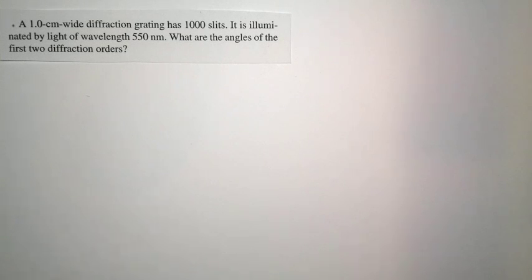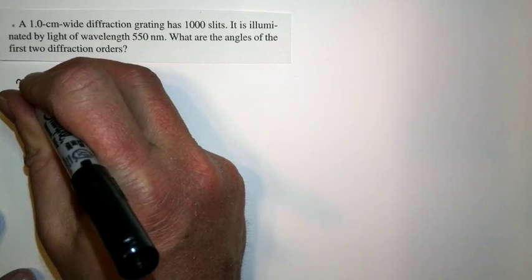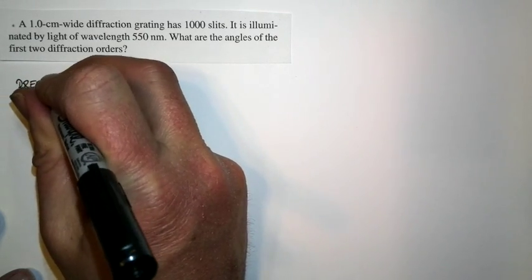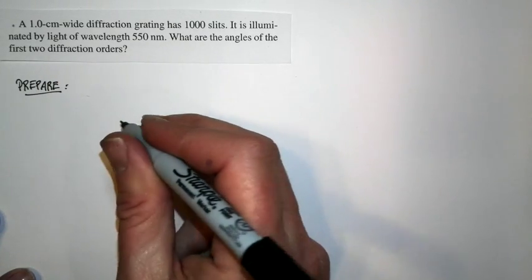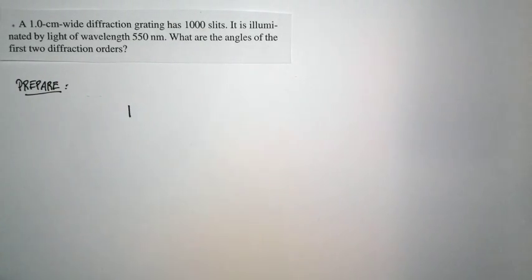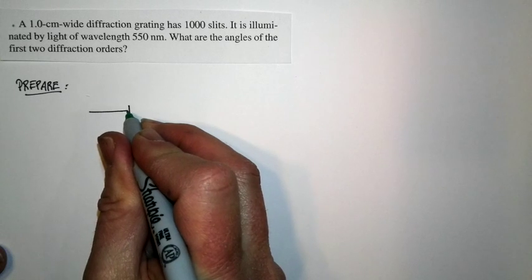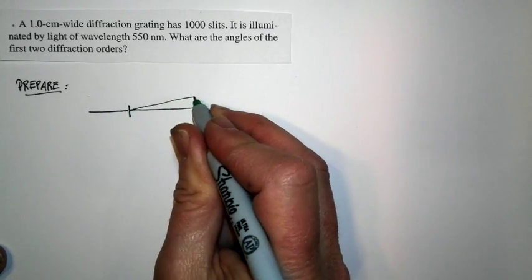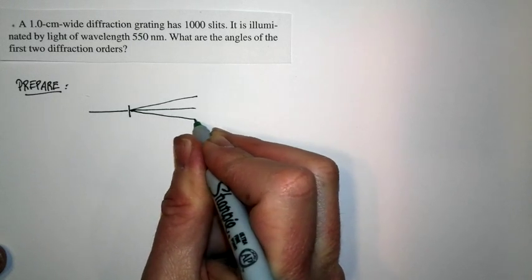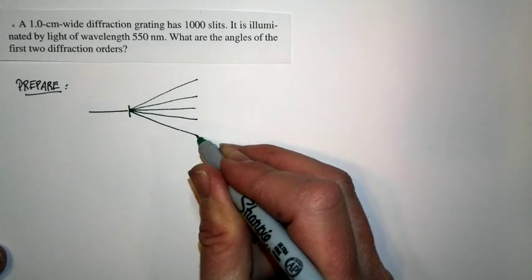This is a pretty straightforward diffraction problem. Here's our setup. We have light that's illuminating a diffraction grating. The light is coming in, hitting a diffraction grating, and it's 550 nanometers, which is green. Then the light goes through the diffraction grating, and we get a series of diffraction orders: m equals 1, m equals 2, etc.